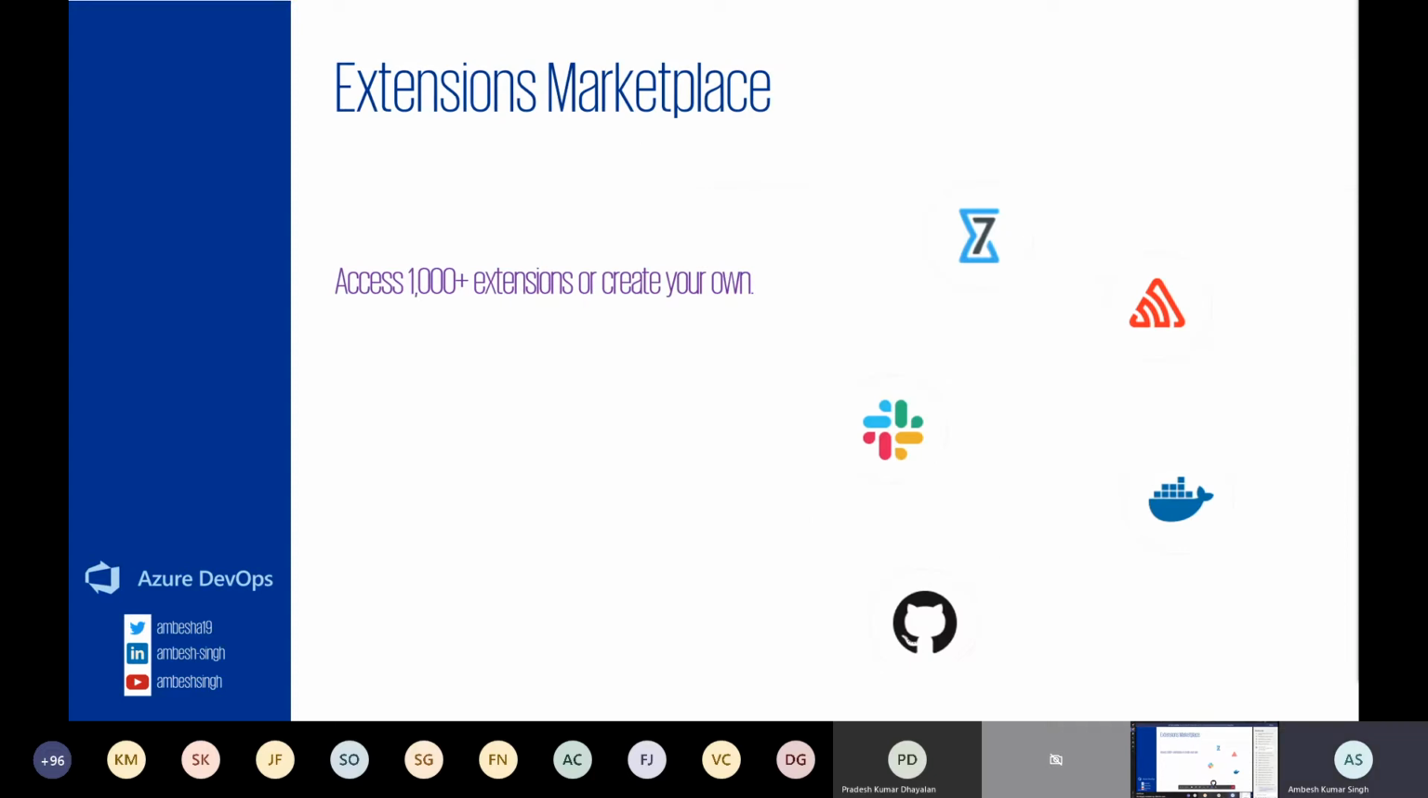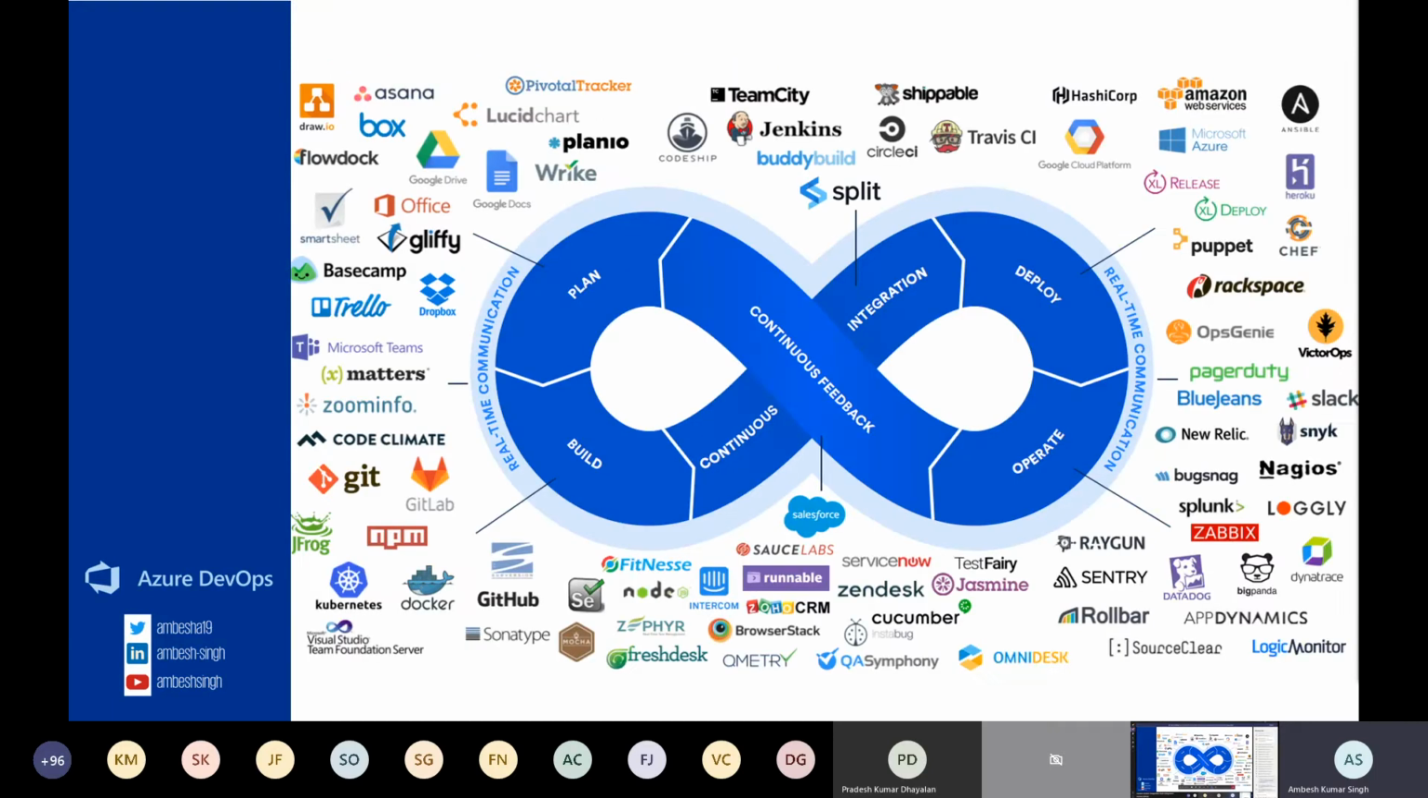In the Extension Marketplace, you have access to 1000-plus extensions, or maybe you can create your own. You have time trackers, Docker integration, Slack integration, Sentry, GitHub integration, and you just name it. The connectors are available in the marketplace for Azure DevOps. You can check the complete list by visiting marketplace.visualstudio.com/Azure DevOps.